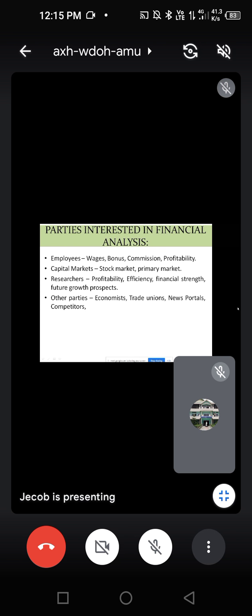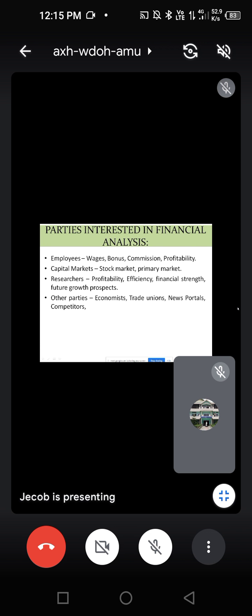Researchers, there are people who do research work, who look at this data very minutely to understand the overall performance of the economy, how the whole sector or the whole industry is operating. So researchers like to take information from the financial statements. They collect information on profitability and efficiency from the firm. These are the pieces of information which help researchers take decisions.